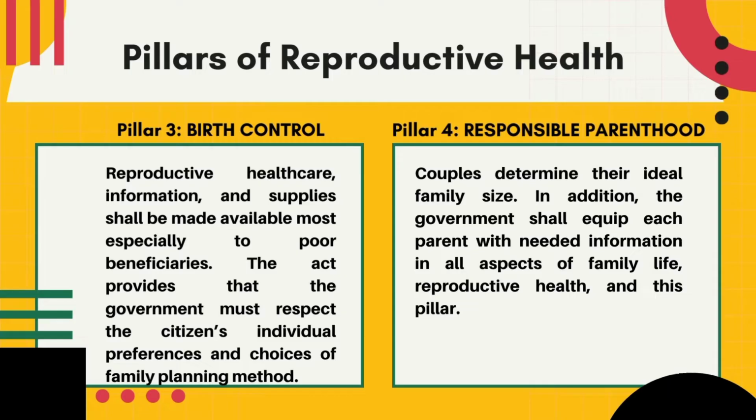Pillar number 4, responsible parenthood. Couples determine their ideal family size. In addition, the government shall equip each parent with needed information in all aspects of family life, reproductive health, and this pillar.